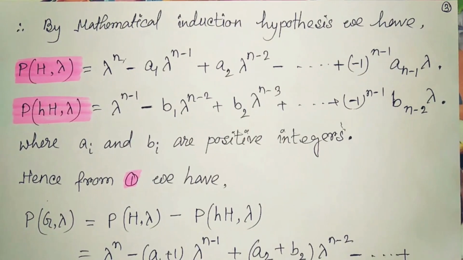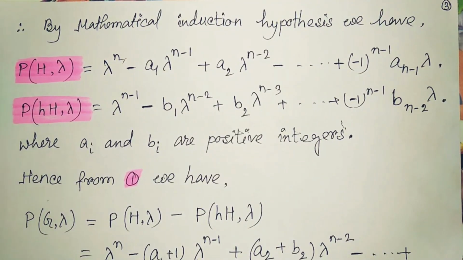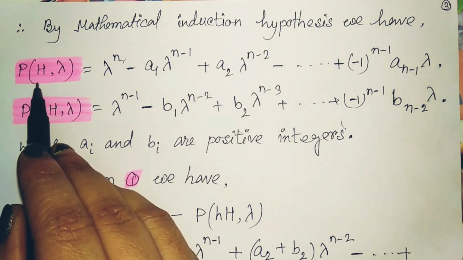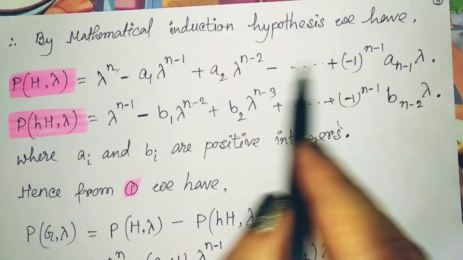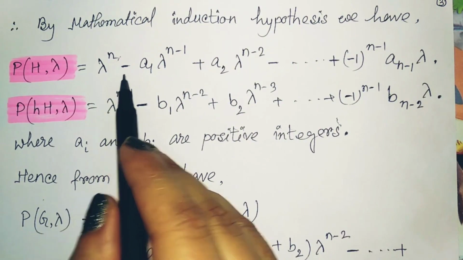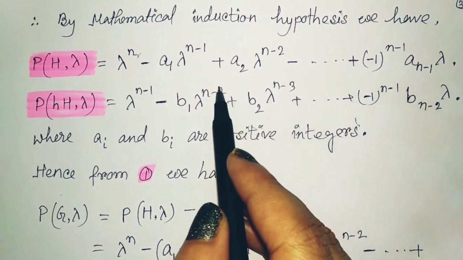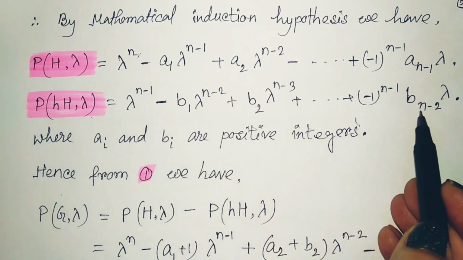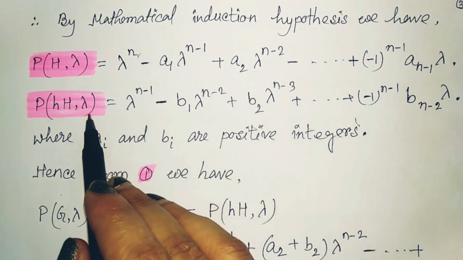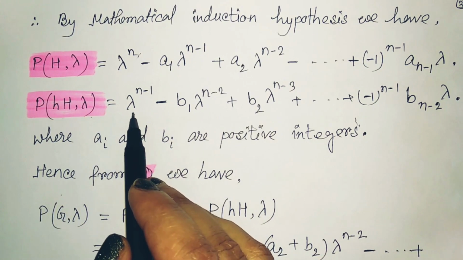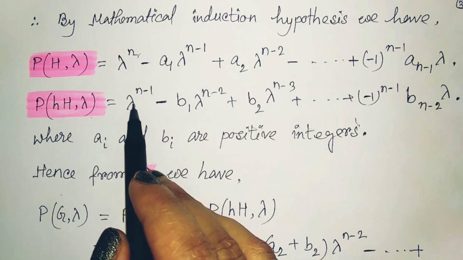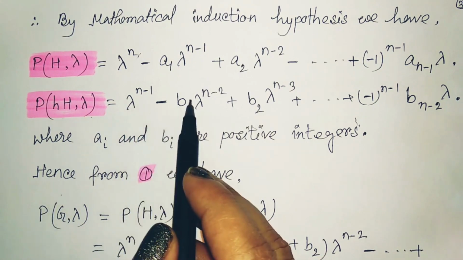Now what we will find from the mathematical induction is that the chromatic polynomial for H should be this one with n number of vertices. This is the general chromatic polynomial with n number of vertices, and for the other one the chromatic polynomial should be this one, because here one vertex is less, so its chromatic polynomial should start from lambda to the power n minus 1.